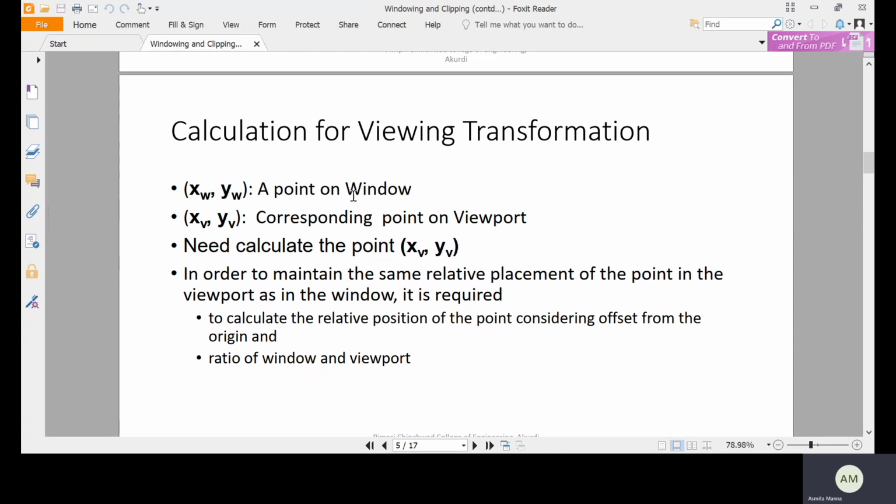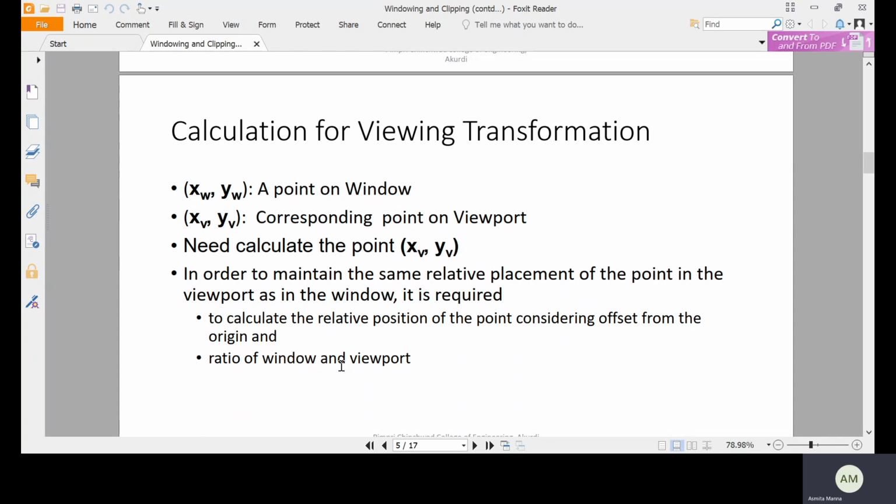Suppose a point on window is xw, yw and the corresponding point on viewport is xv, yv. So we need to calculate the point xv, yv from the xw, yw. In order to maintain the same relative placement of the point in the viewport as in the window, it is required to calculate the relative position of the point considering offset from the origin and ratio of window and viewport. Offset means how far that point is from the origin in terms of x and y.